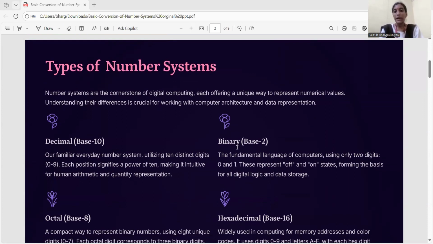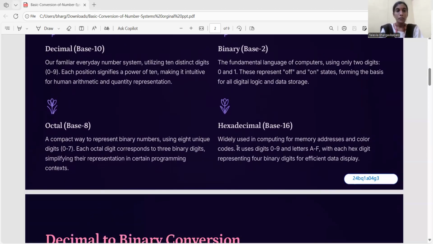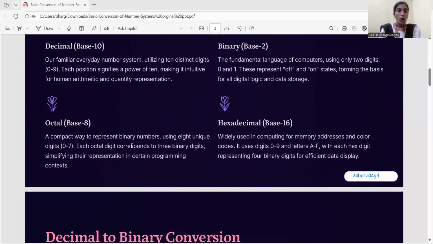And the second one is binary. Here the numbers used are only 0 and 1. They are also called as on and off states. These are mainly used in computers or systems.